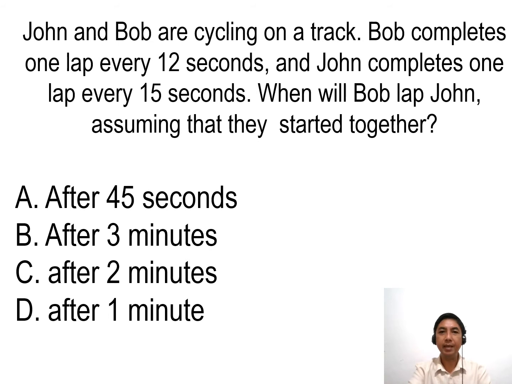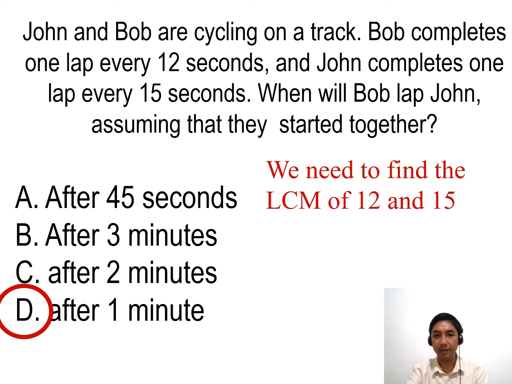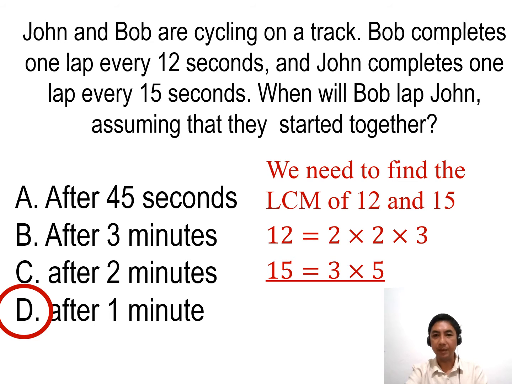John and Bob are cycling on a track. Bob completes one lap every 12 seconds and John completes one lap after 15 seconds. When will Bob lap John, assuming that they started together? Meaning, when will they meet at the same time? The correct answer is letter D. What we are going to do is find the LCM of 12 and 15. We need to get the prime factorization again. 12 is 2 times 2 times 3. 15 can be 3 times 5.